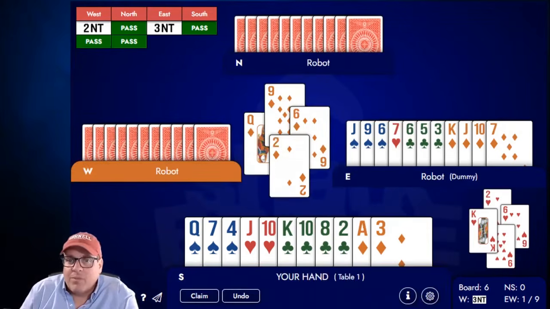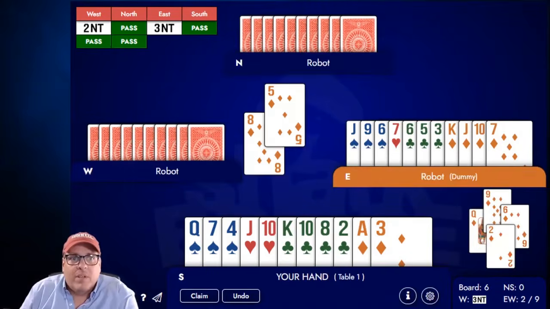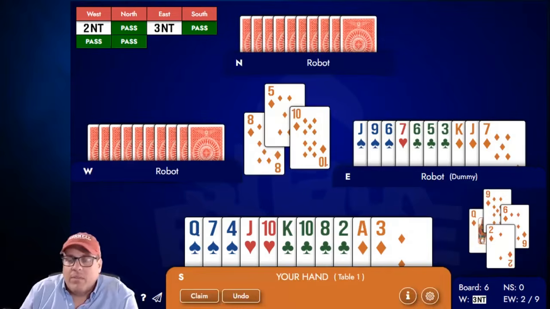I'm going to play the first one for us, giving count correctly again. And now they lead the 8 of diamonds, and it goes low to the 10. Make your play, folks. What do you do now?